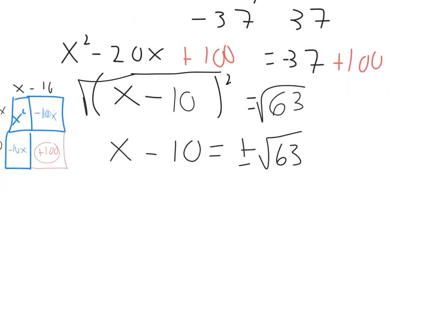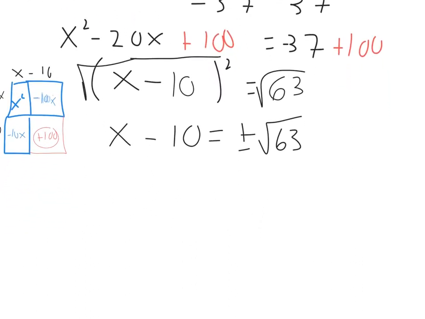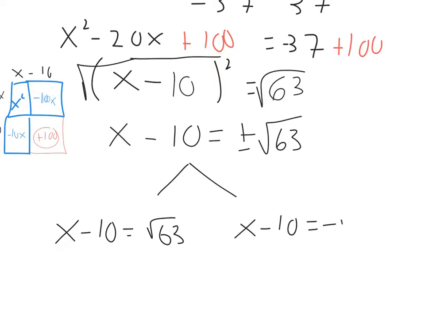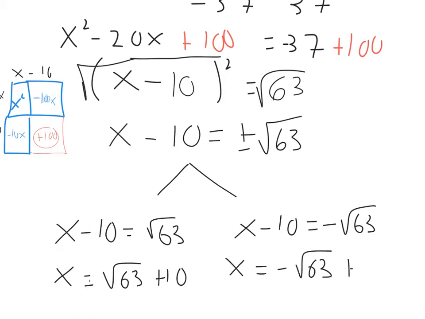Plus or minus this. So now we're going to have two equations. So you guys should be writing it like this. X minus 10 equals the square root of 63, and x minus 10 equals the negative square root of 63. So x equals square root of 63 plus 10. X equals negative square root of 63 plus 10.